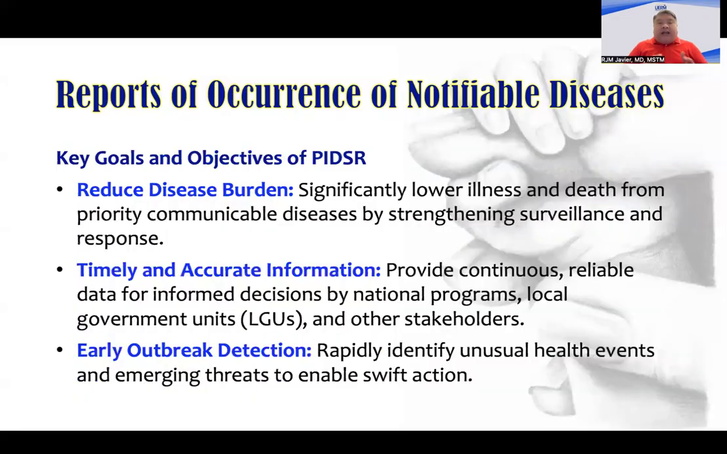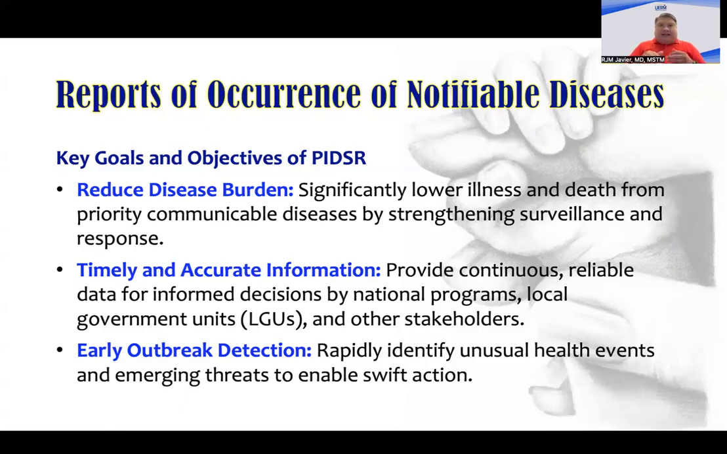Now, what are the key goals and objectives of the PIDS-R? Number one, you want to reduce disease burden. You want to significantly lower illness and death from priority communicable diseases by strengthening surveillance and response. When I say morbidity, I'm referring to occurrence of diseases. And when I say mortality, I am referring to death.